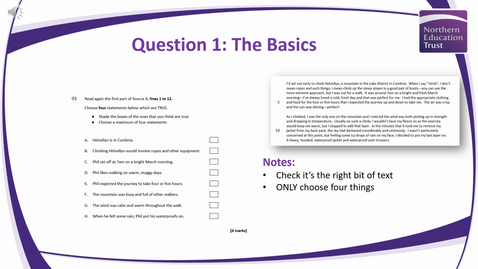So here, for example, I'm looking at source A, and I can see that the first one is definitely correct. It says Helvellyn, a mountain in the Lake District in Cumbria. Right. The second one is definitely wrong. It says, I don't mean ropes and such things. So the second one can't be right. The third statement is definitely correct. It says around 7 a.m. on a bright and fresh March morning, so it's right, and so on. Now basically for these 8, the correct answer is A, C, E and H. I colour in those 4.